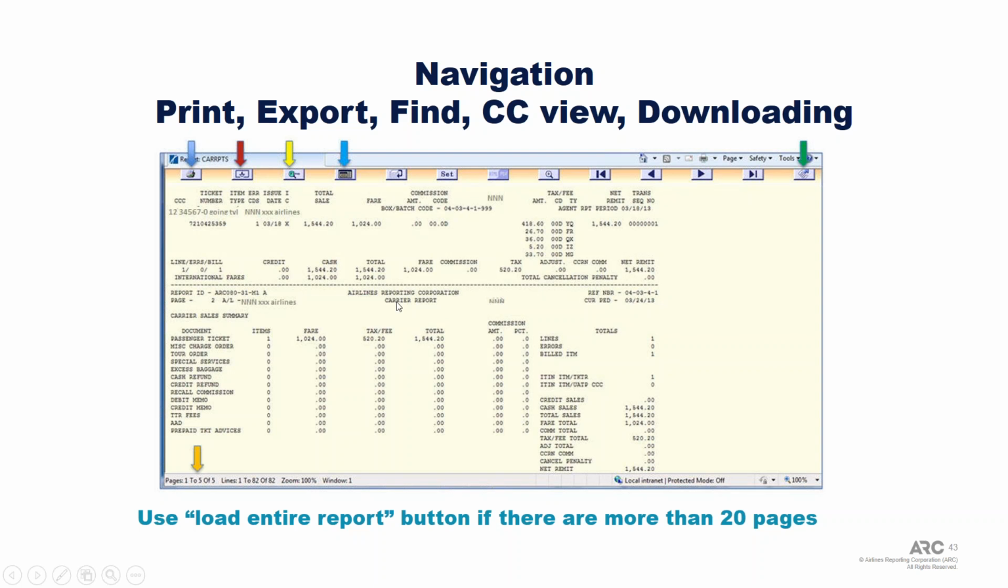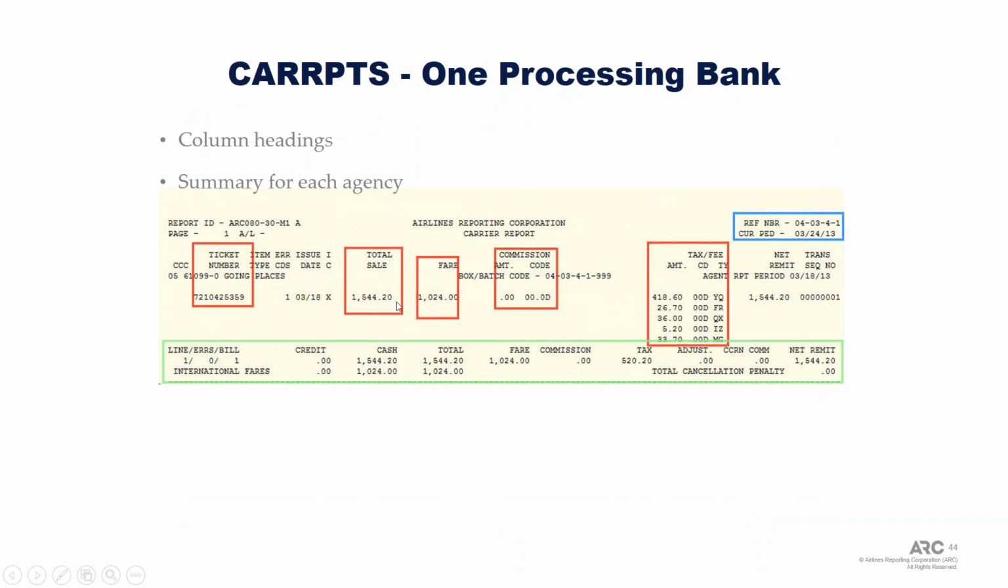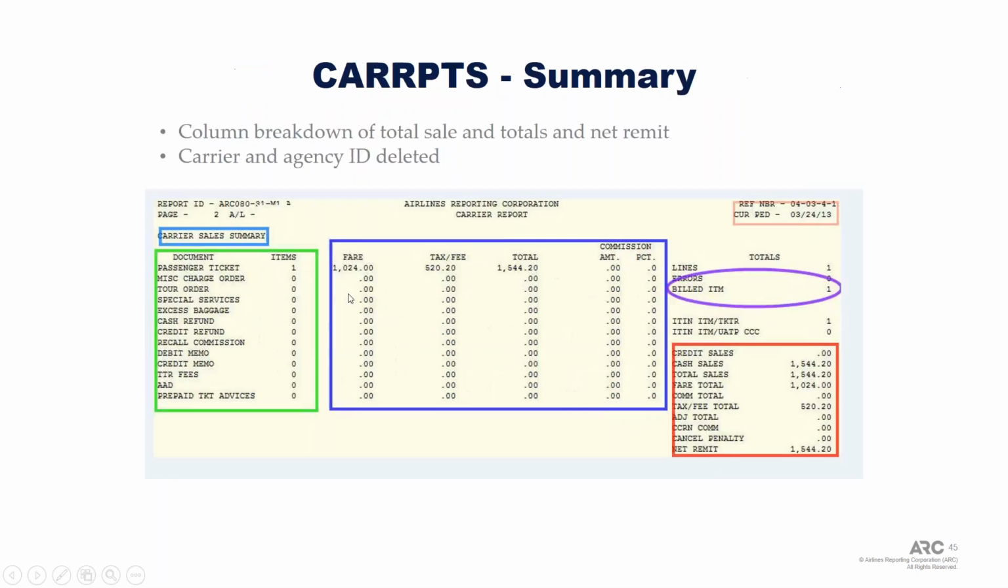And this is just a view of what the report looks like. The column headings, and you'll have a summary with the net remit for each agency on the carrier sales report. And then here's your summary, probably the most important area on the carrier sales report. It's going to give you all of your totals, including your net remit.